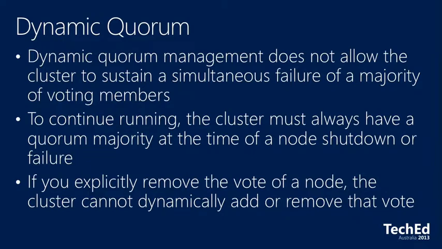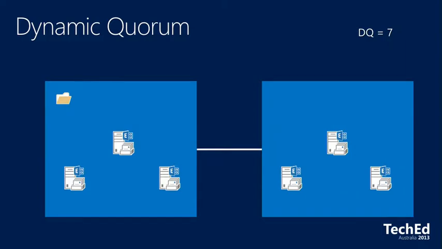In order for dynamic quorum to readjust the number of votes, it has to be able to first maintain quorum using the original rules of quorum that we've all known for many years. So it always has to have quorum majority at the time of shutdown or failure in order to continue. If it cannot recalculate and regain quorum, then it's all going to come down. So it's only, again, for just the individual failures, the single failures.